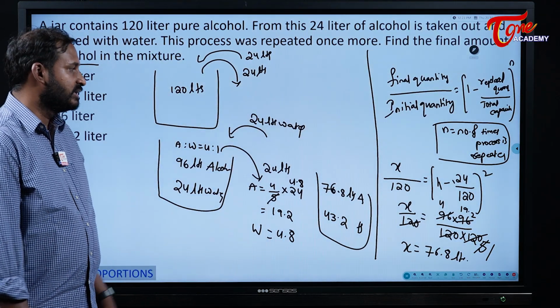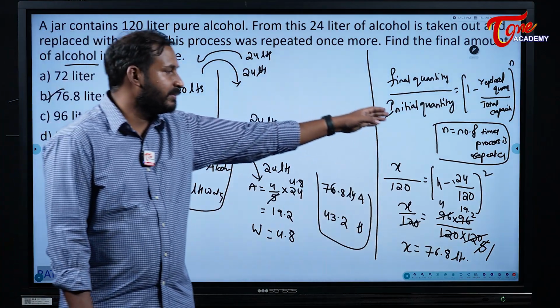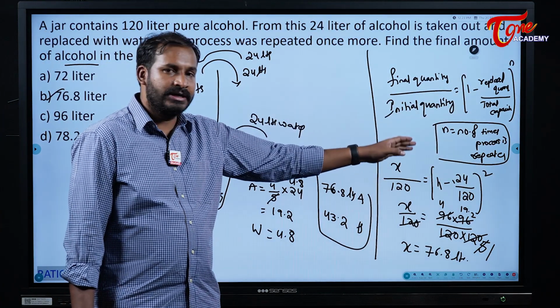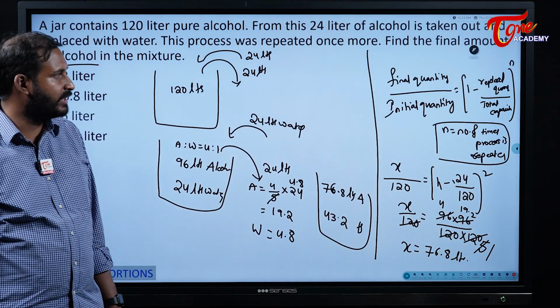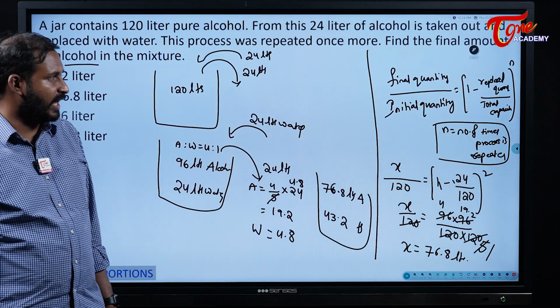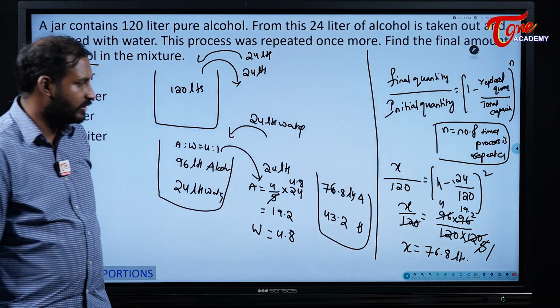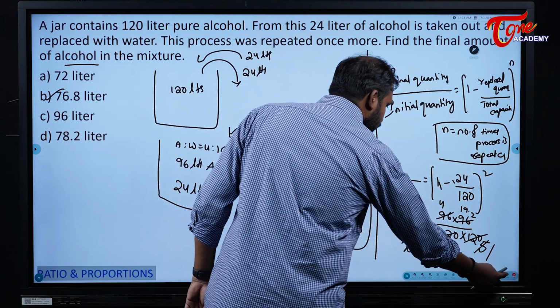The alcohol is 76.8 liters. My suggestion is to try to remember this formula: final quantity by initial quantity is equal to 1 minus replaced quantity by total capacity, whole to the power of n. That is the formula which we are going to use. Now we will see one more problem.